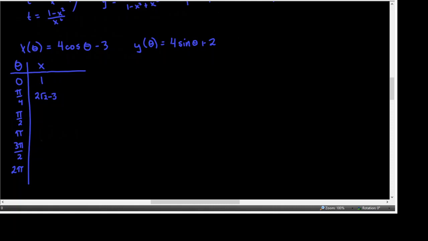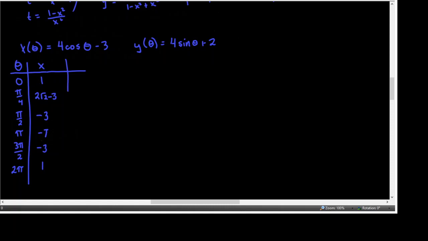Pi over 2, cosine of pi over 2 is 0. 0 minus 3 is negative 3. Cosine of pi is negative 1. Negative 4 minus 3 is negative 7. 3 pi over 2, I get negative 3. And 2 pi, I get 1.